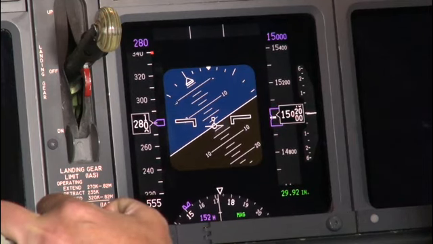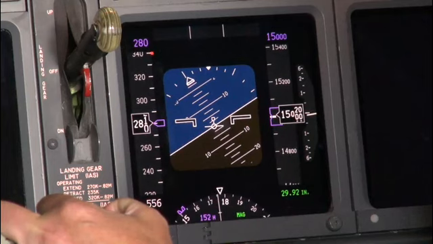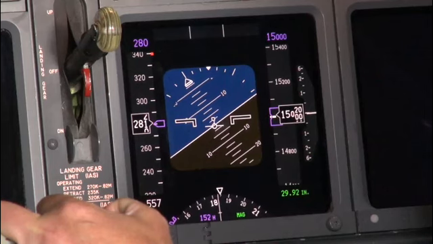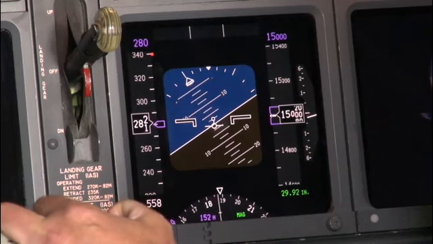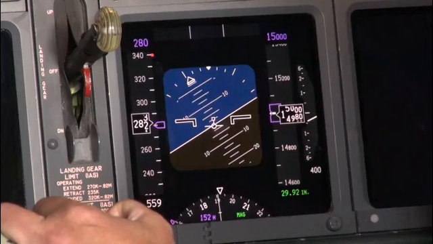Just go ahead and get the feel of the jet here. And whenever you like, we'll go ahead and roll on into a 30-degree bank as well. Yeah, on the opposite direction? Opposite direction.